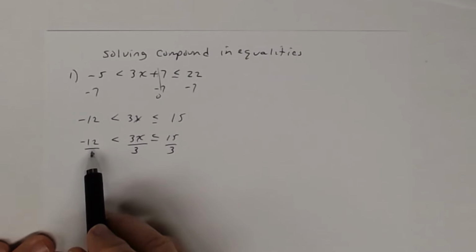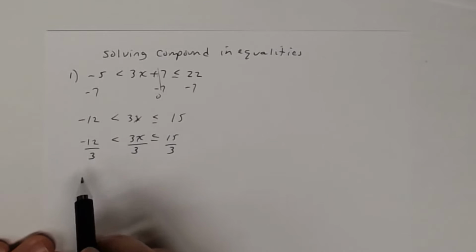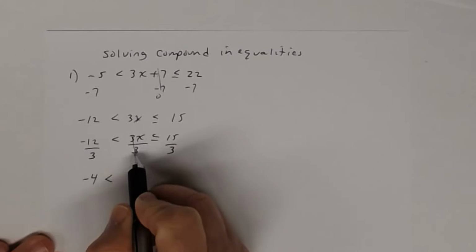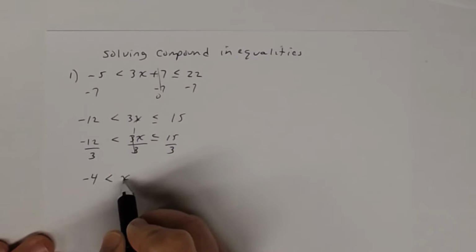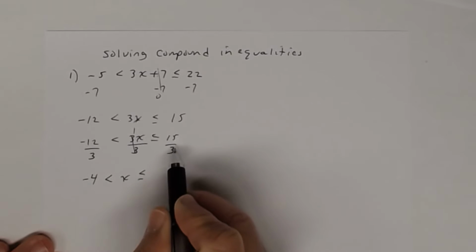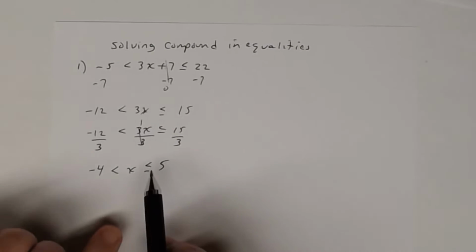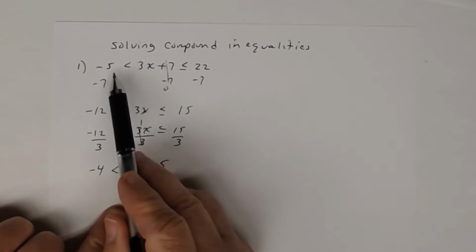Simplifying, negative 12 divided by 3 is negative 4. That's less than 3 divided by 3, which is 1, and 1 times x is x. That's less than or equal to 15 divided by 3, which is 5. And so I found the solutions to this original compound inequality.